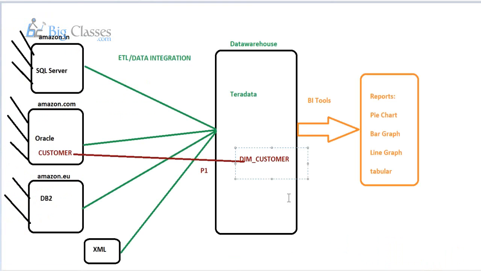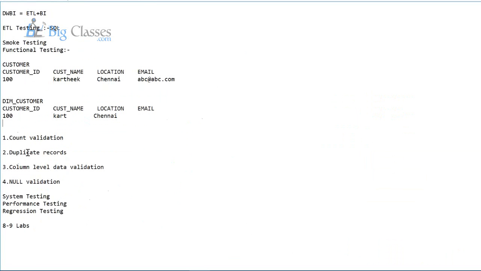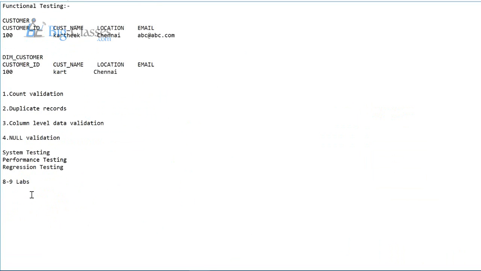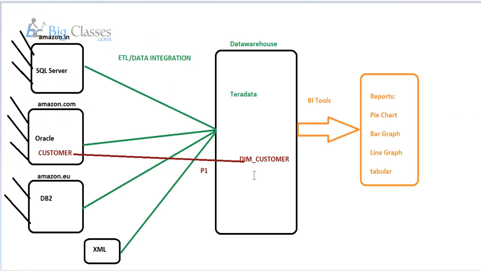Once the proper data is integrated here, that data has to be validated, which is represented in the reports. Then we'll talk about BI testing. Again, BI testing is also divided into functional, system, performance, and regression testing. Suppose the India revenue is $100 million, but when it is represented in the report, it is shown as $99 million, which is wrong.